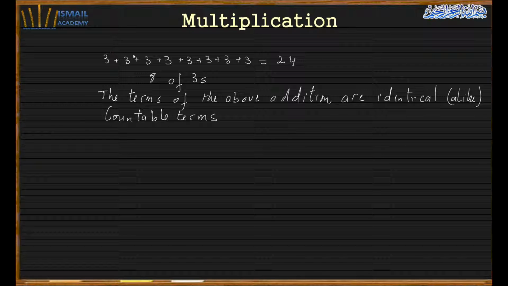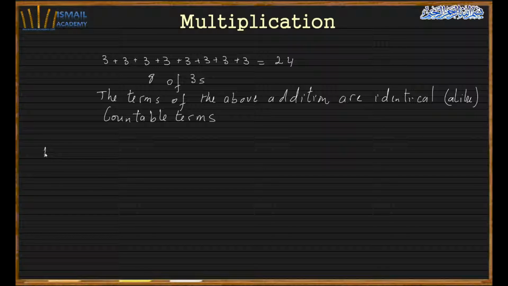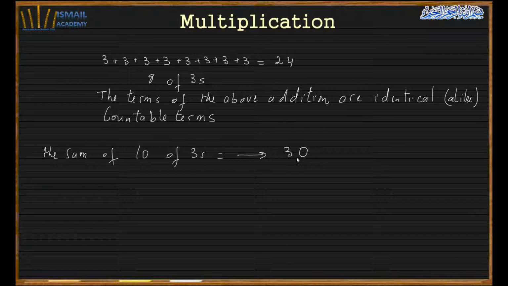And we know it's 8. If we count 1, 2, 3, 4, 5, 6, 7, 8, so we have 8 terms of that addition. So if I want to find the sum of 10 terms of 3, I create a sum of 10 terms, I add them, then I get 30. Now if I want to find the sum of 40 terms of 3s, I create a sum of 40 terms and I add them, then I get 120.